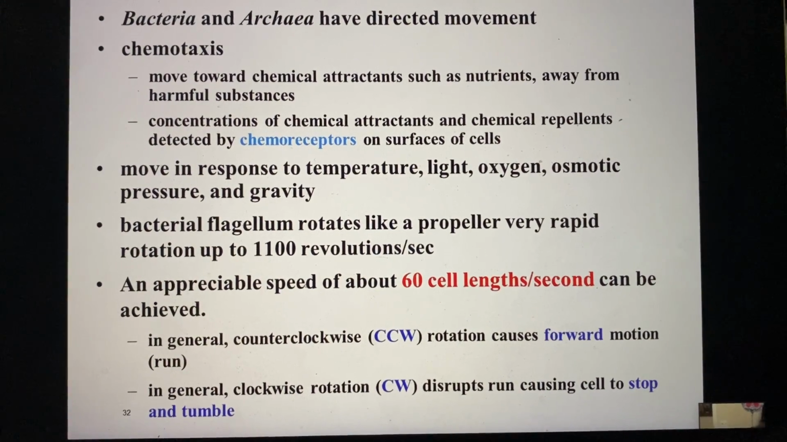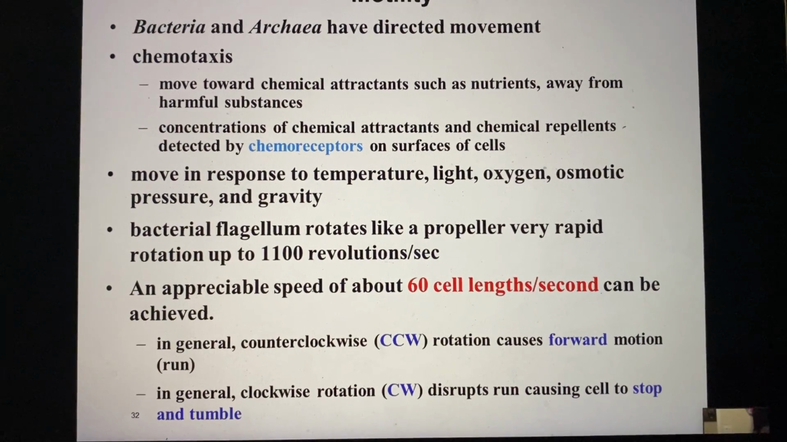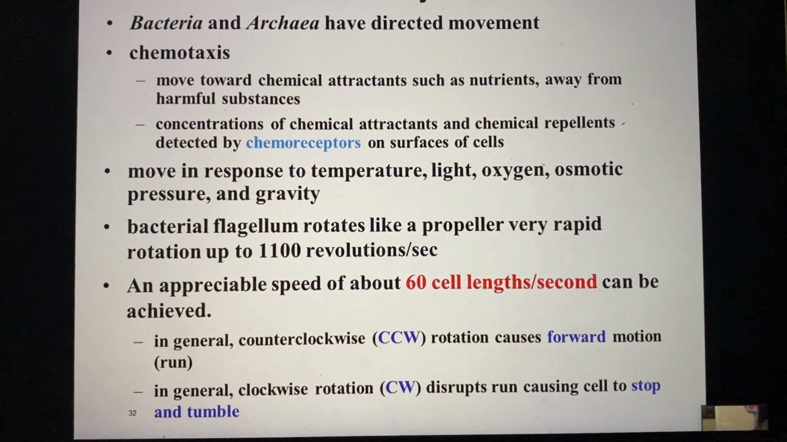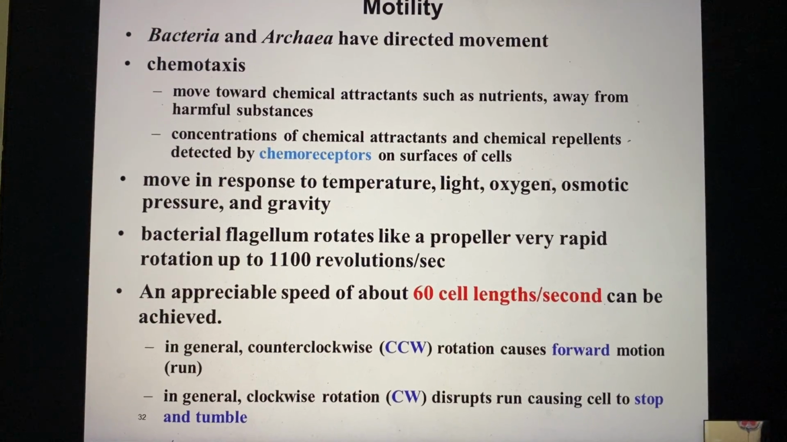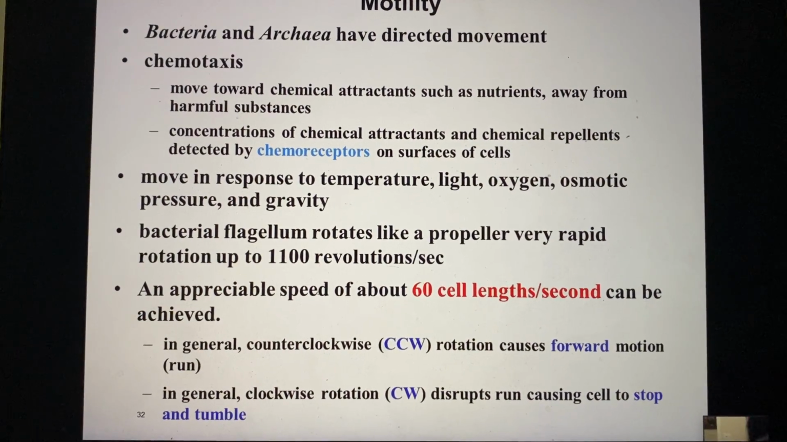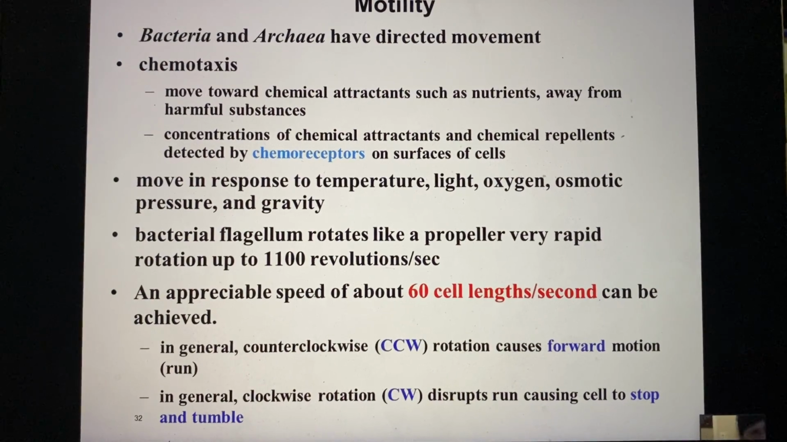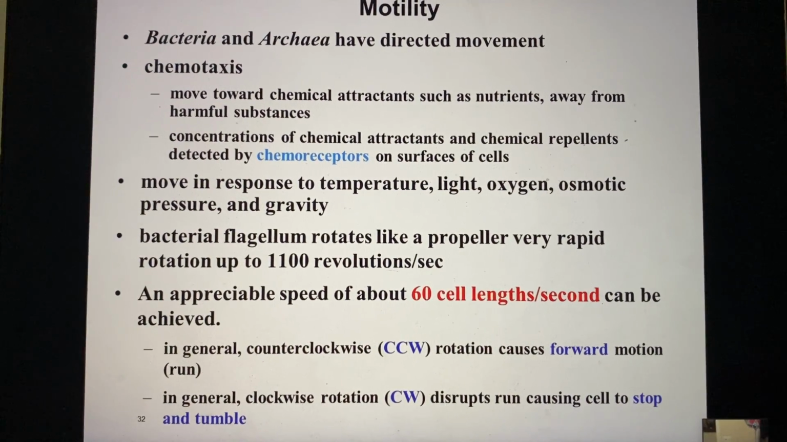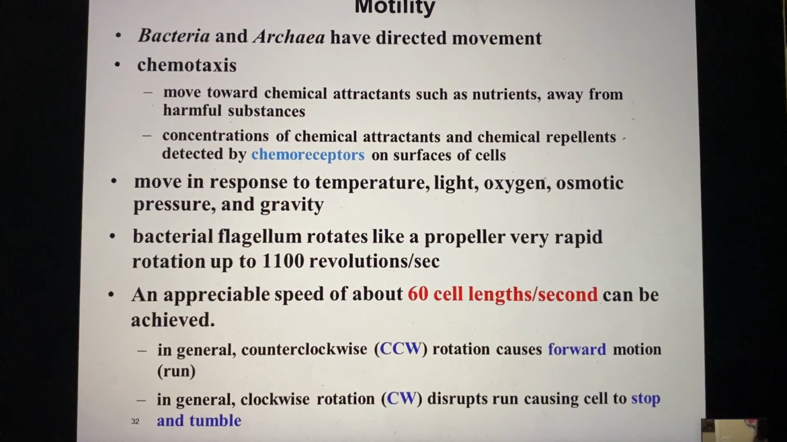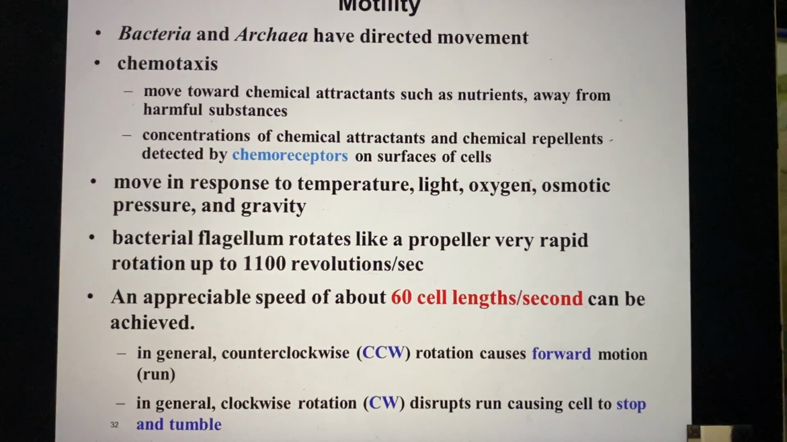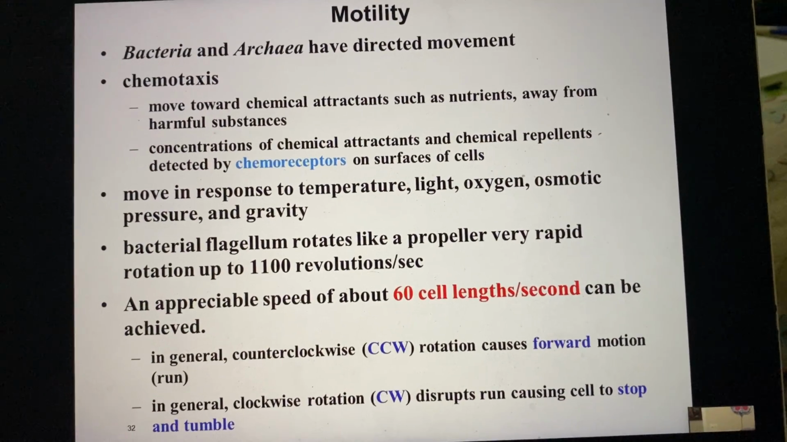Not only are chemicals capable of moving the bacteria, but there are some bacteria that are capable of moving towards different temperatures in their environment. Some have photoreceptors and they move towards light. Some move towards oxygen concentration. Some can even move towards osmotic pressure differences. And some also are capable of moving based on gravity. So definitely different cues are there for different movements in terms of chemotaxis, as we call it.